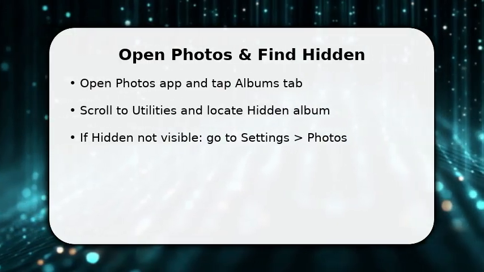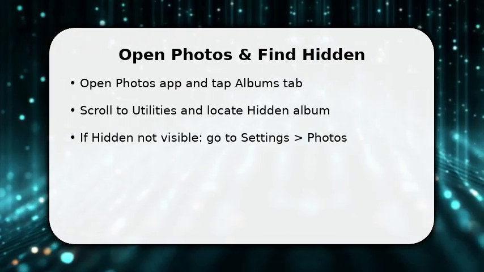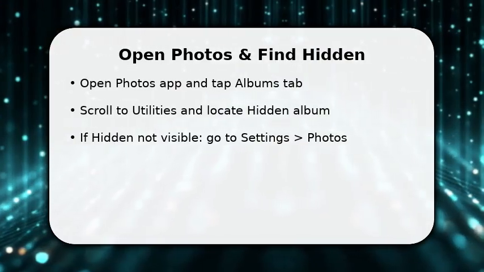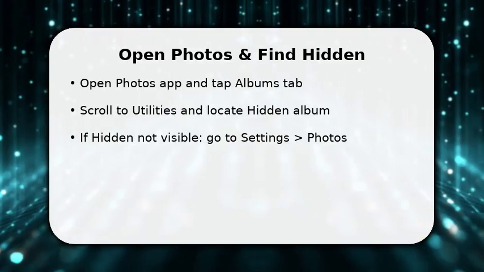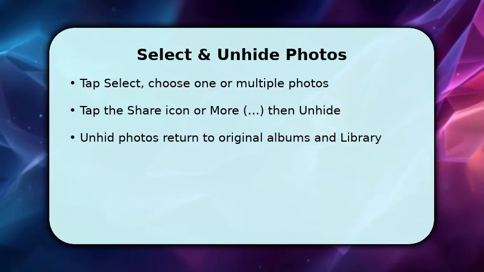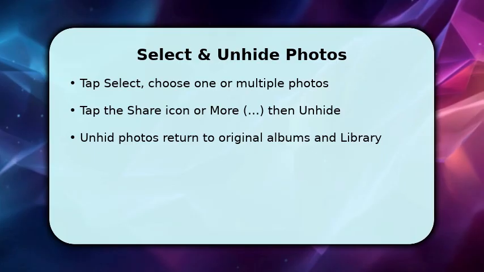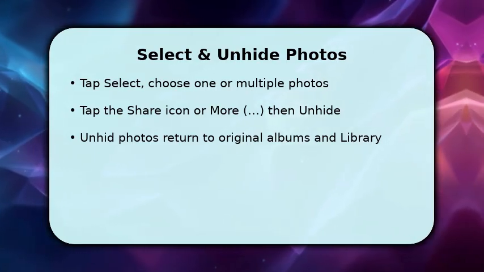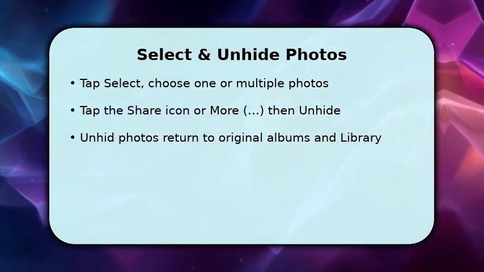Do this because the hidden album is only a visibility toggle, not a secure vault. Enabling it makes the folder appear in Albums for the next steps. Once the hidden album is open, tap Select and tap each photo or video you want to restore. After selecting, tap the Share button or more 3 dots and choose Unhide.